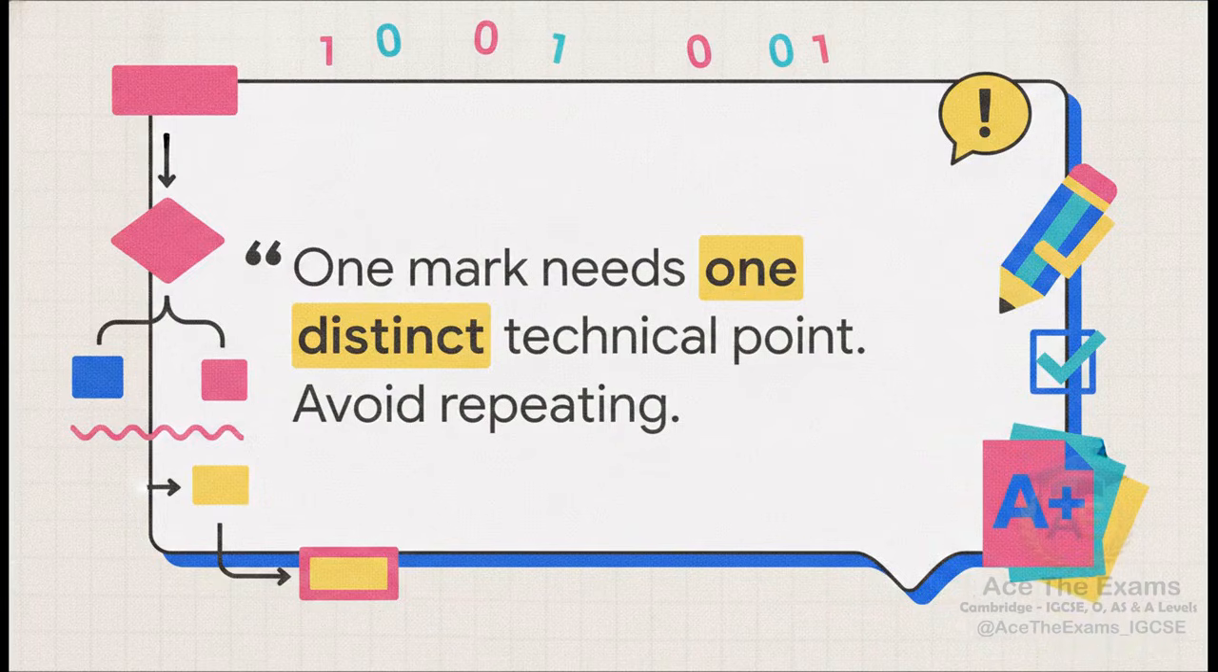I see so many focused learners writing these massive, sprawling paragraphs that just say the exact same thing 3 different ways, hoping one of them magically sticks. Guys, it wastes your precious time and it earns you absolutely 0 extra marks. 1 distinct technical point equals 1 mark. That's it. Use the framework, make your point, and then just move on.